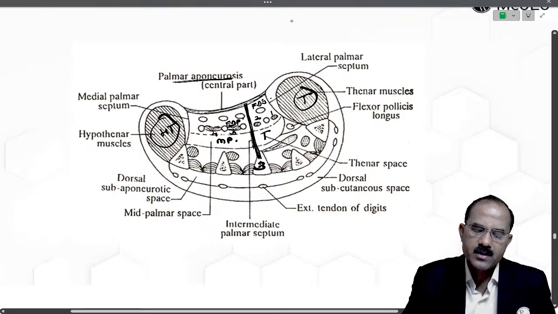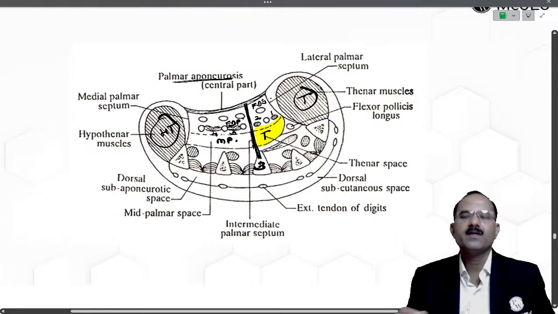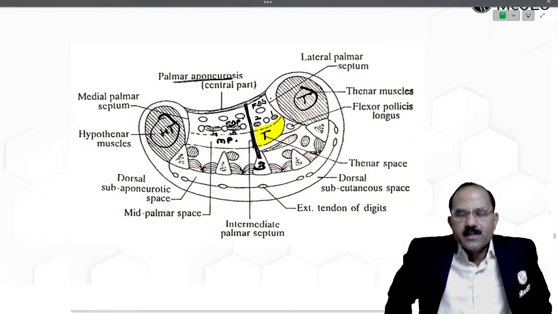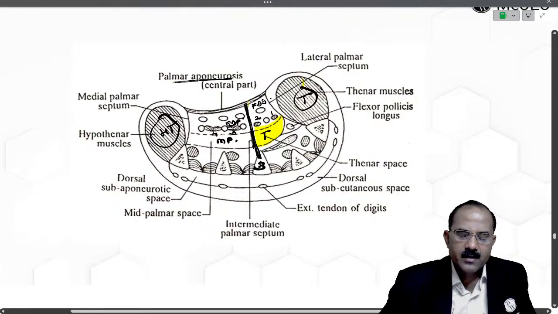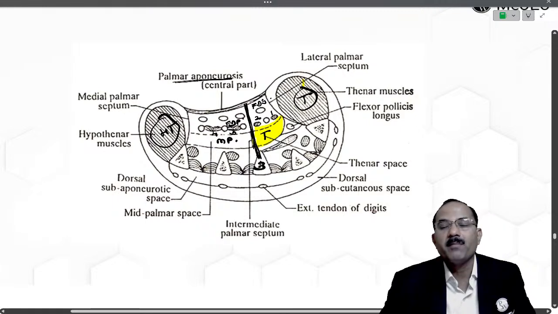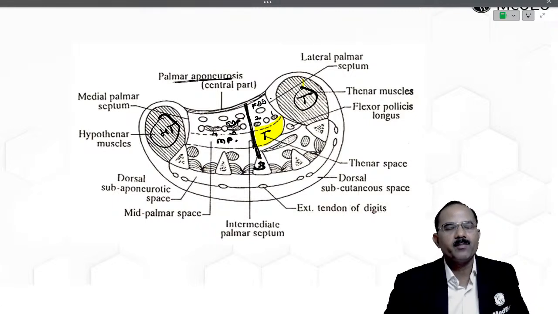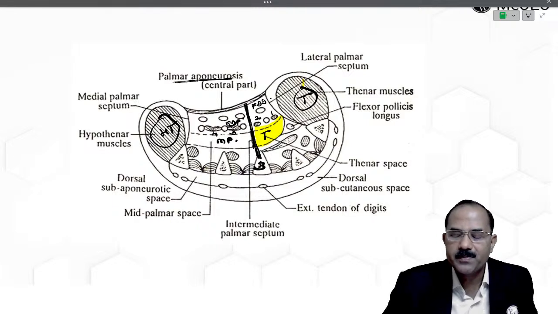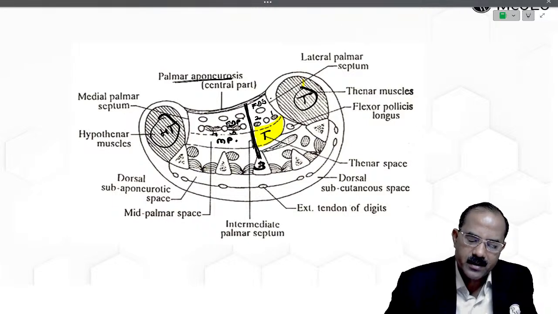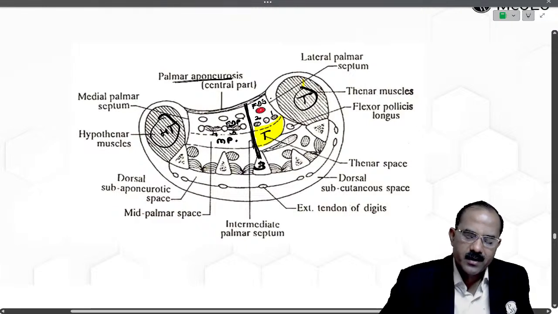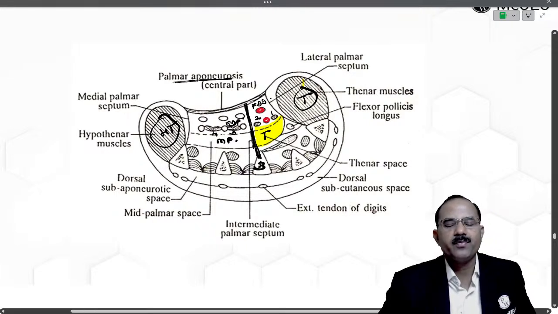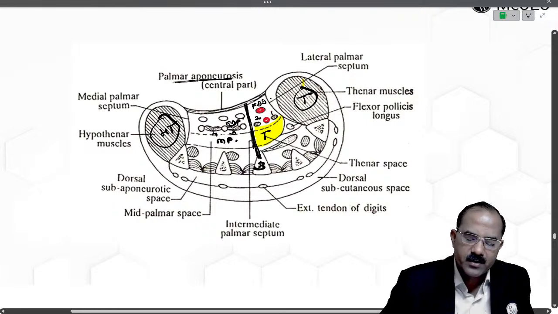So what is this space? Look, students, what is this space? This is the thenar space. What are the boundaries of the thenar space? This is the thenar eminence here. This is a septum drawn from the palmar aponeurosis to the third metacarpal bone. And what does the thenar space contain? The thenar space contains the first tendon of flexor digitorum superficialis, the first tendon of flexor digitorum profundus with the first lumbrical.